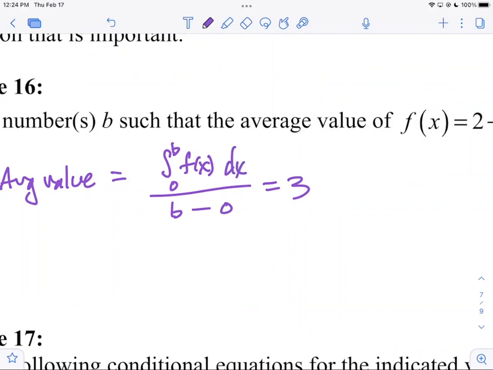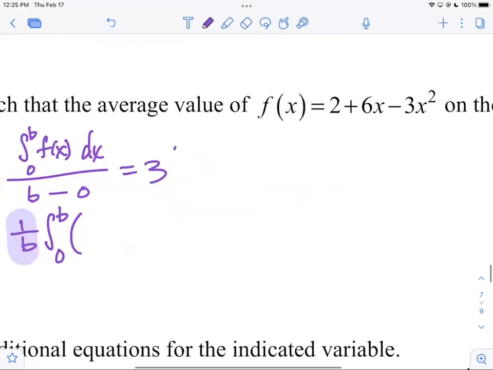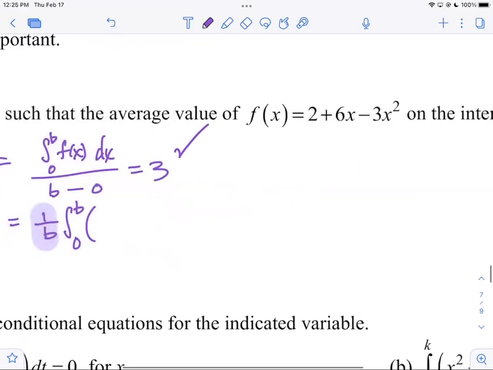Okay, so now let's go ahead and actually set it up. b minus 0 is b, of course. Dividing by b is the same as multiplying by 1 over b. So again, be mindful of that. When it's given to you as something to interpret, it's going to be given to you as 1 over the width out front. And now, since I have to actually work with this from 0 to b, I'm going to put the actual function in there. You would get a check for that setup right there, by the way. So now it's the integral of 2 plus 6x minus 3x squared dx, and it equals 3.